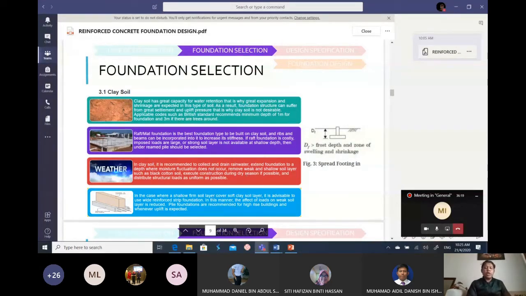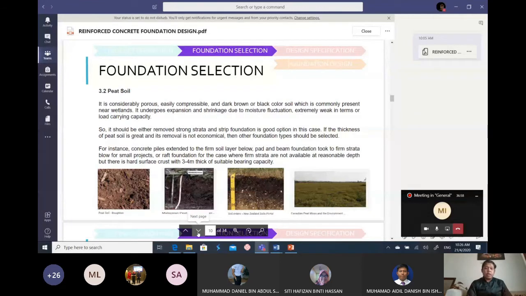In the case where a shallow firm soil layer covers a soft clay soil layer, it is advisable to use a wide reinforced strip foundation. So it means that if a layer covers soft clay soil, the clay soil has a low bearing capacity compared to normal clay soil. So we are advised to use a strip footing. With a strip footing, we will have a long strip like in this figure, so that it will give a uniform or homogeneous settlement to the building.